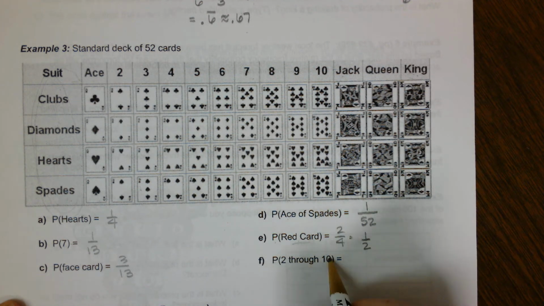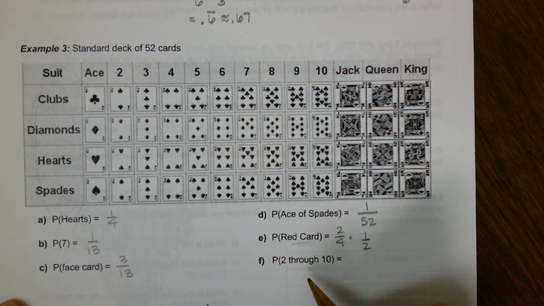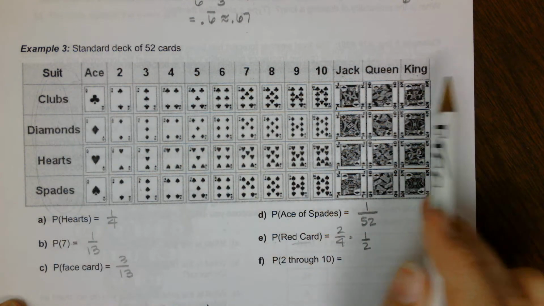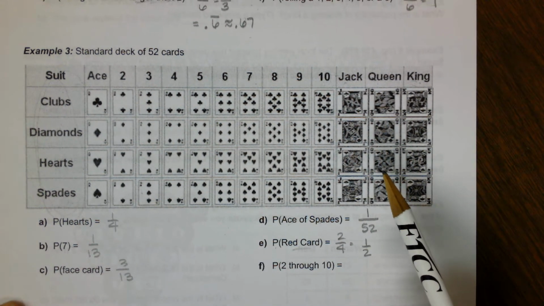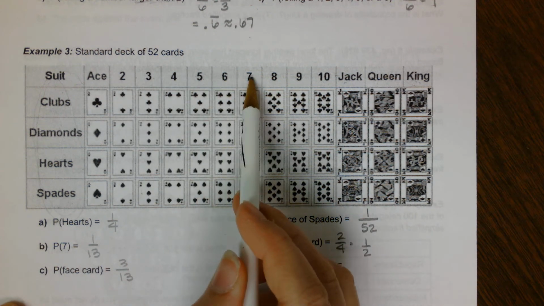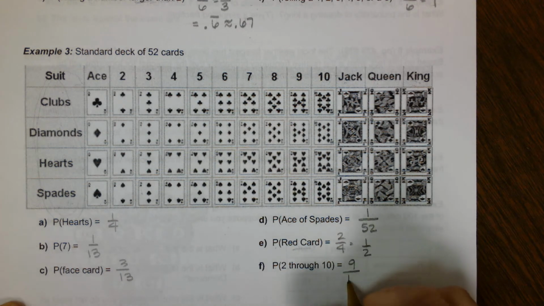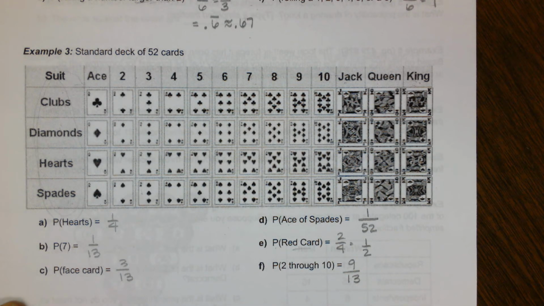The probability of getting a 2 through 10. Okay, so this one is only dealing with our numbers. We don't care about the suit. So 2 through 10, there's 1, 2, 3, 4, 5, 6, 7, 8, 9 of them. So there's 9 out of a total of 13 numbers.